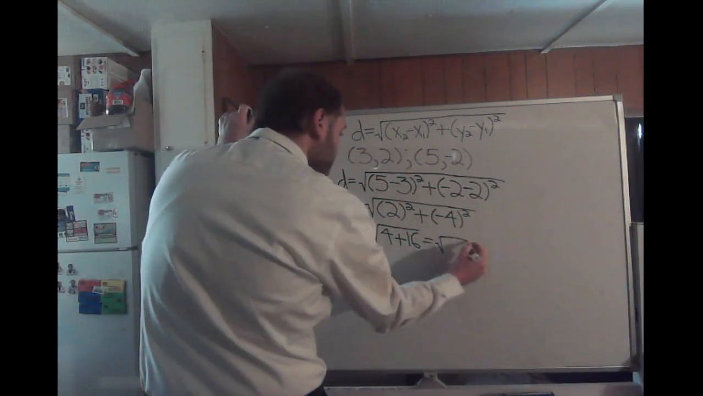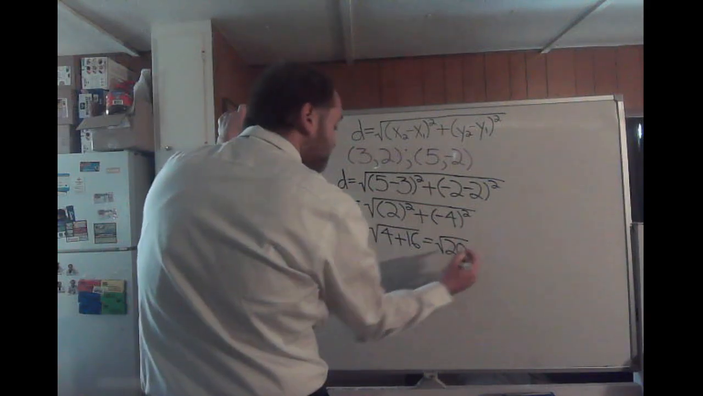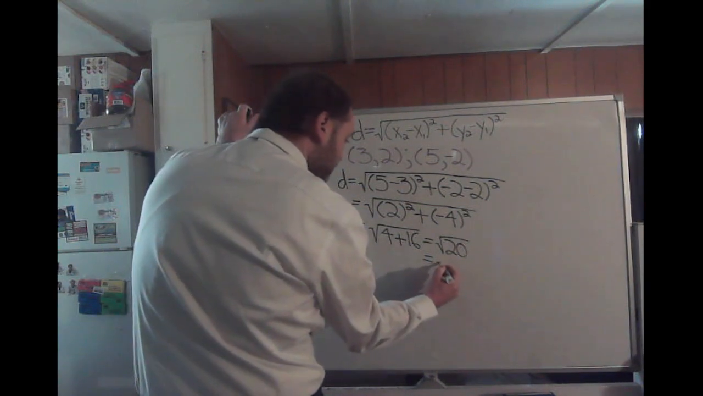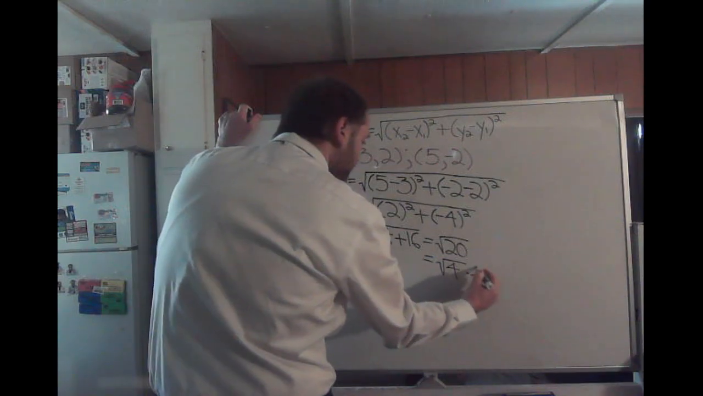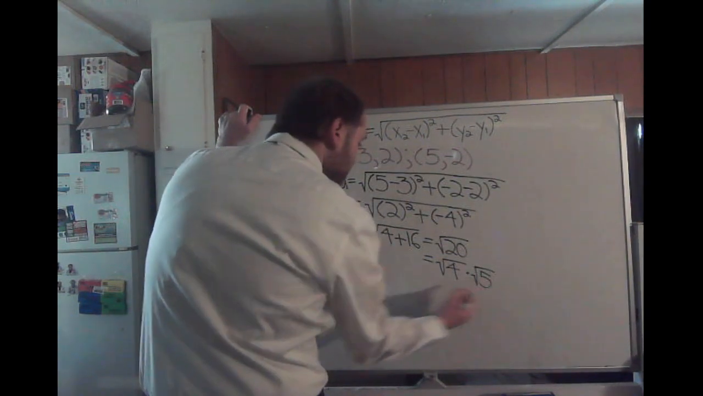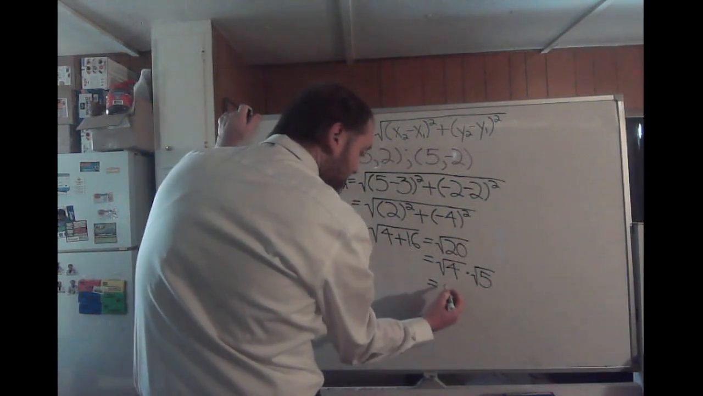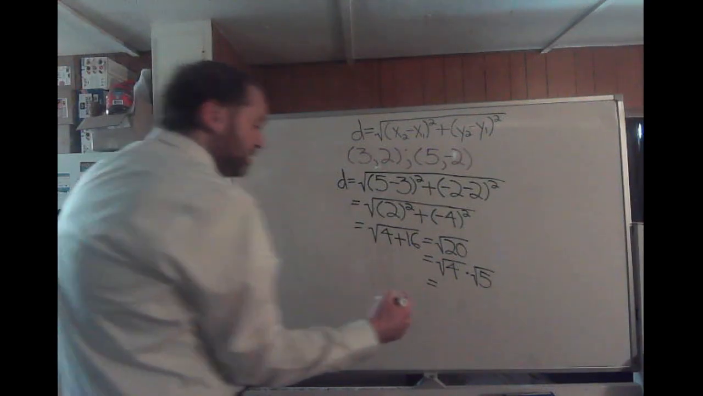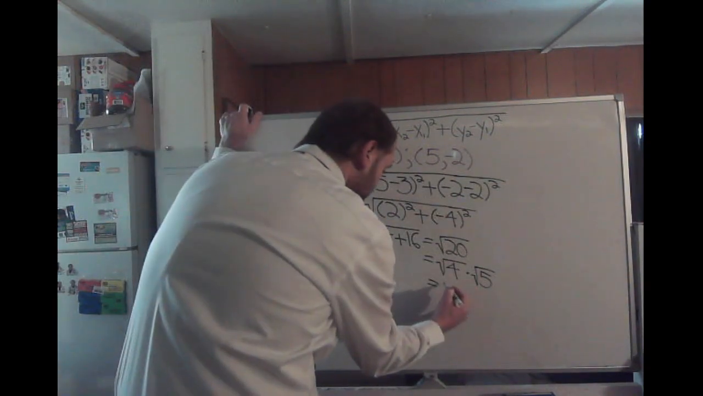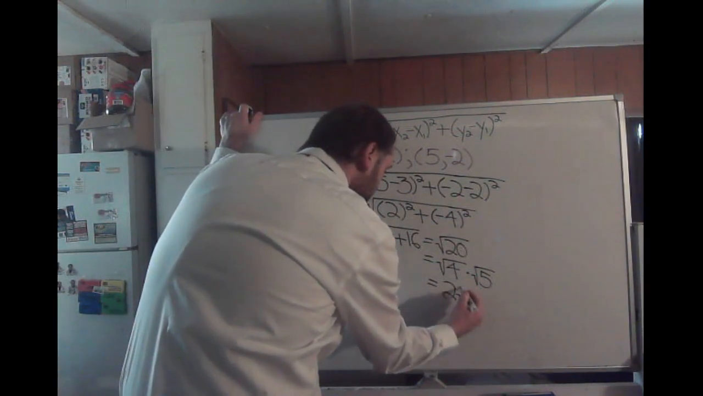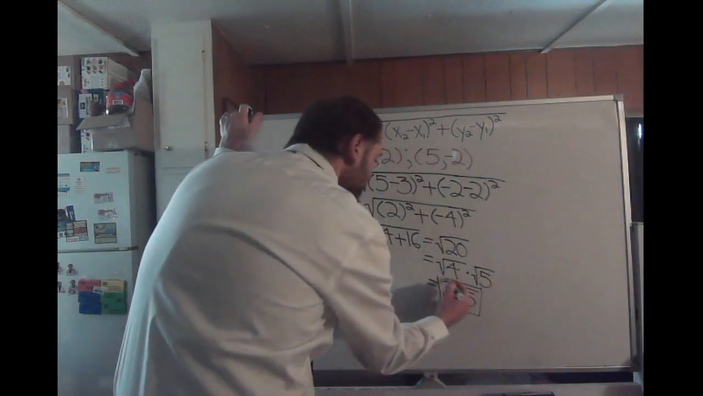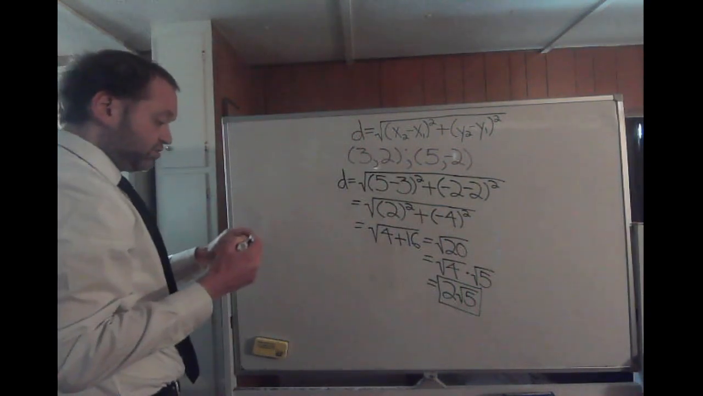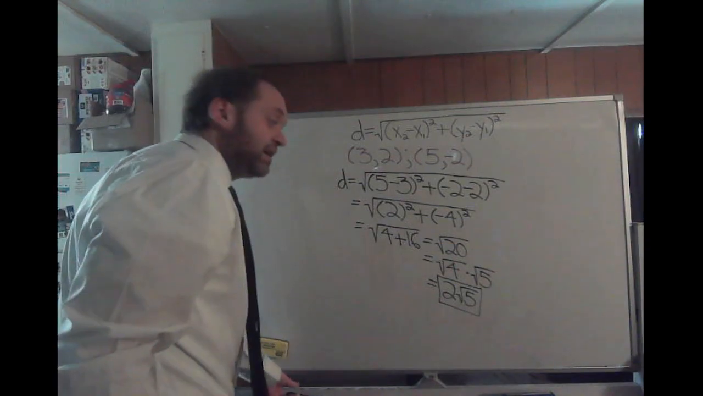the square root of 20, which we want to put in simplest form. That can break down into the square root of 4 times the square root of 5. So you end up getting a distance between the 2 points of 2 times the square root of 5 units. So the distance between those two ordered pairs would be 2 times the square root of 5 units.